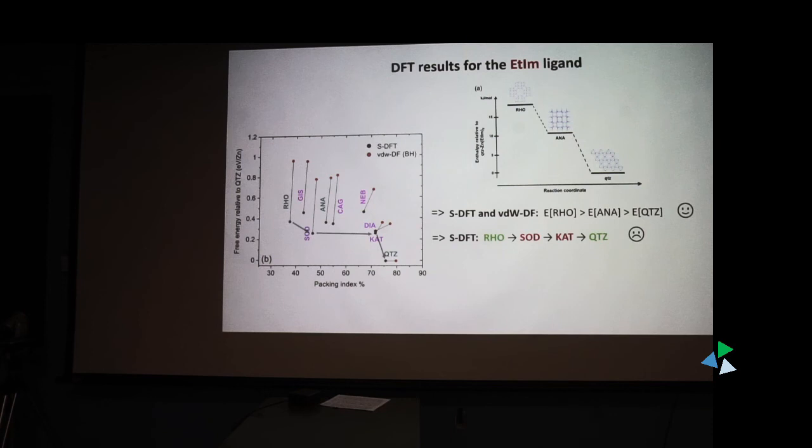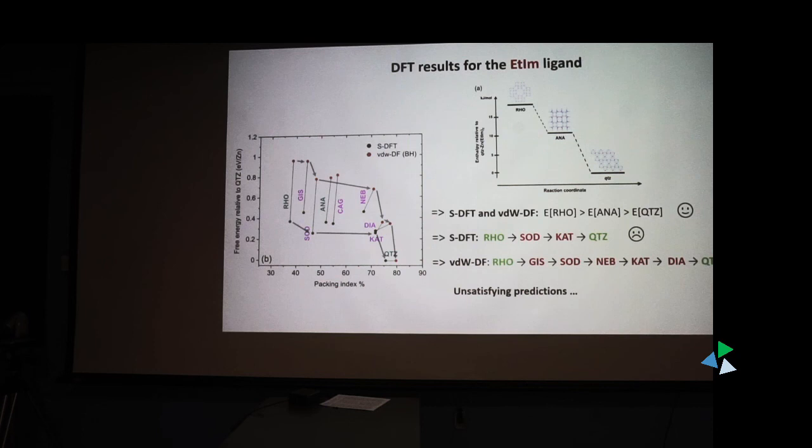It's even worse for the van der Waals calculation. Here we have a ROB, we have a lot of intruders, we don't have ANA, and we have only the ROB and the quartz. So it's not very satisfying.